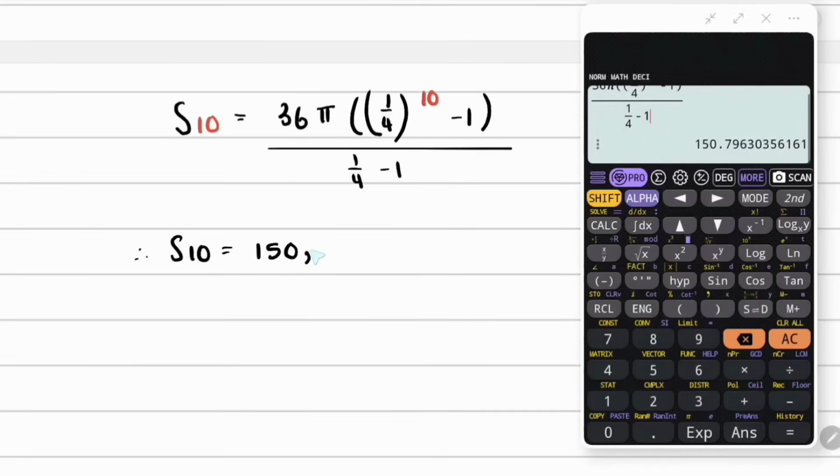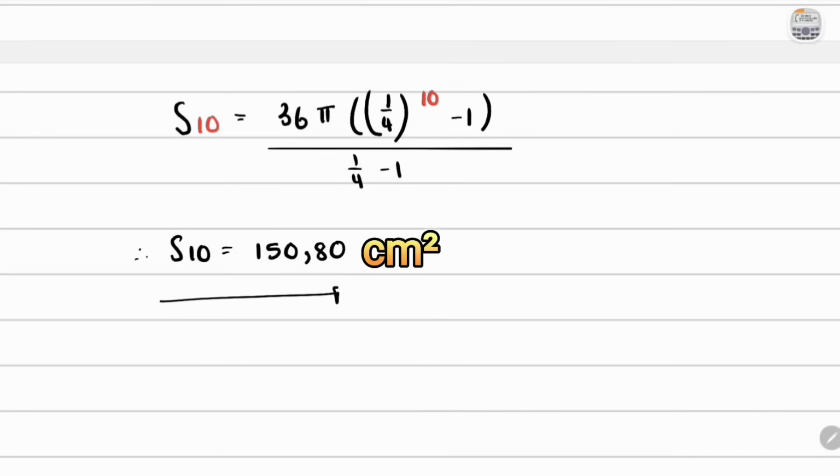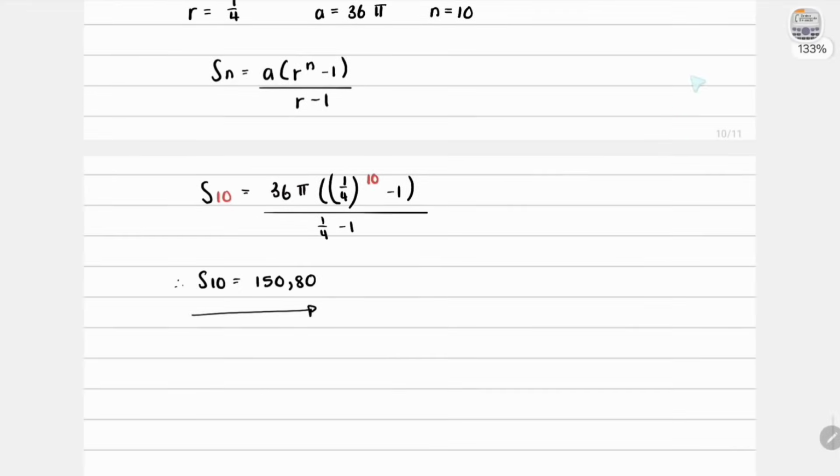So that is 150.80 rounded off to 2 decimal places. And that is our answer.